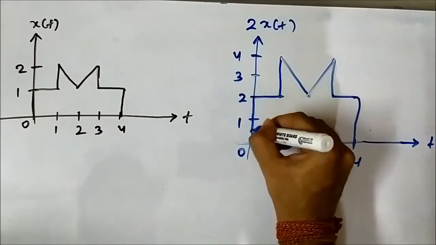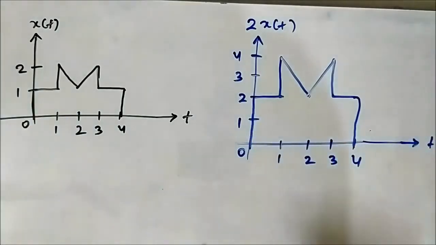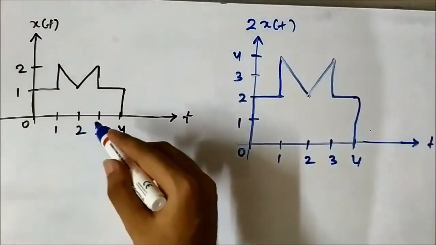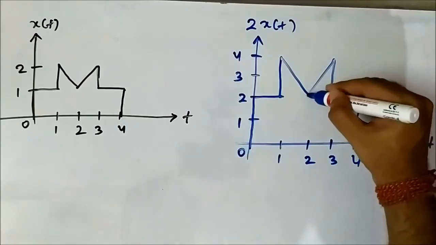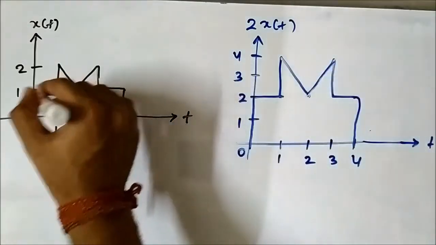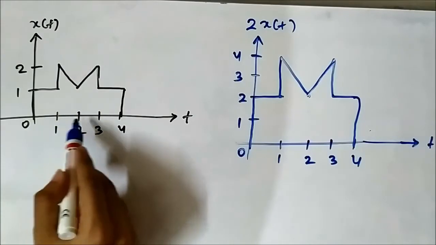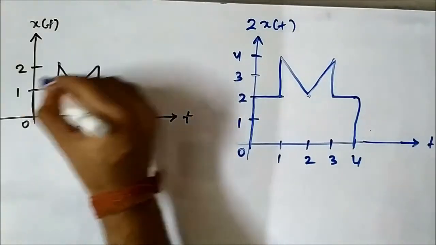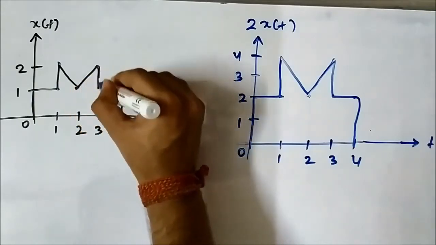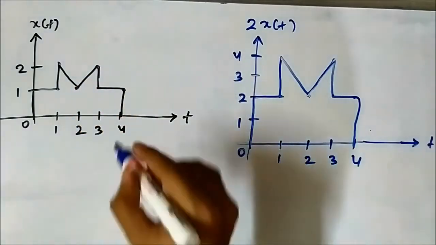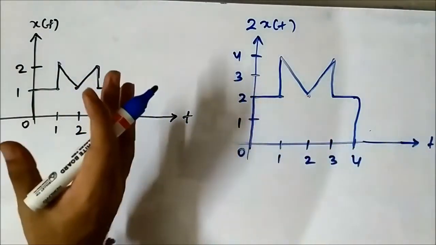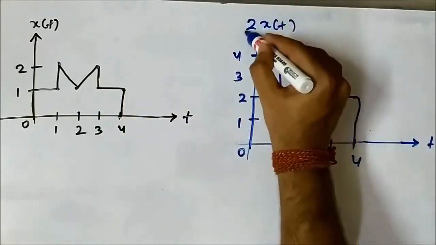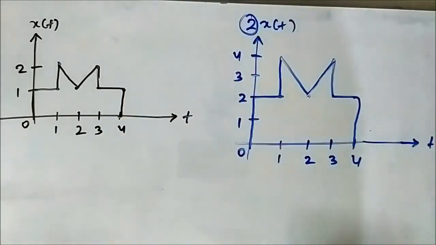So this is the amplified version of this signal. You only have to pay attention to the amplitude of the signal at different time instants, and then you multiply it with the scaling factor. Here it is 2. So this is the amplified signal.